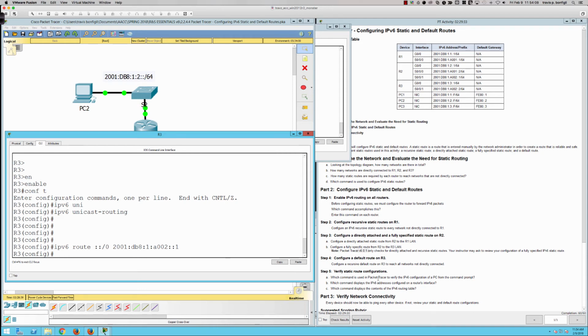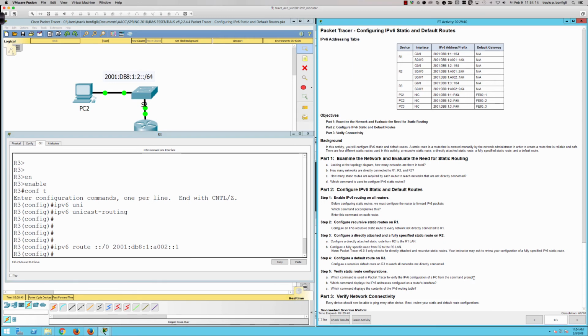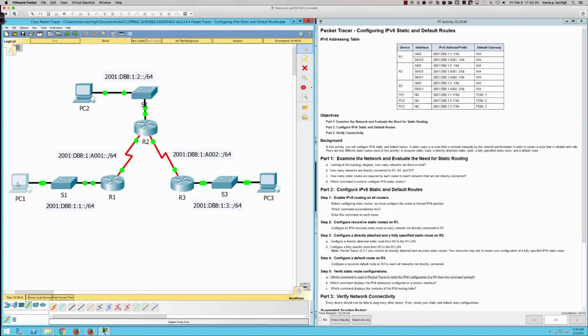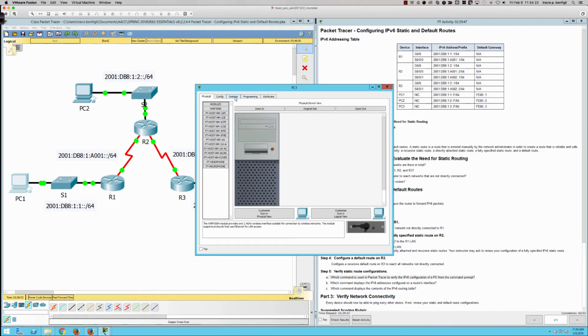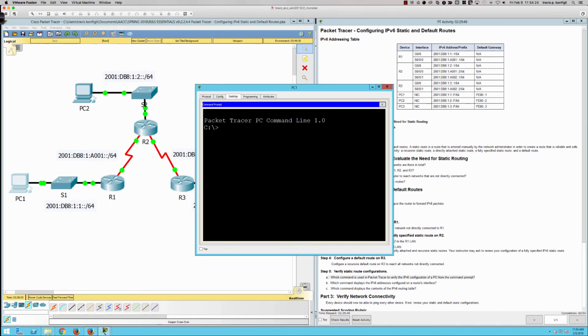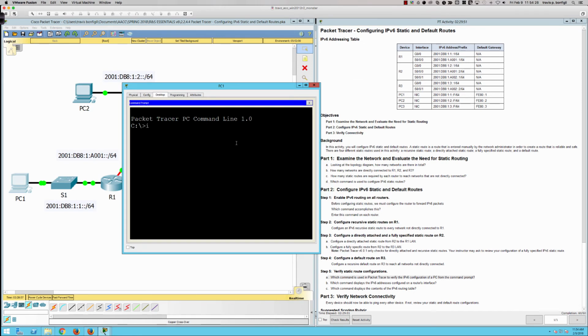Which command is used in Packet Tracer to verify the IPv6 configuration of an IP from the command prompt? And this question, I believe Lauren had brought this up in an email to me. And let's take a look at this because this is critical to being able to complete these activities successfully and answer a lot of the questions that you see throughout the text.